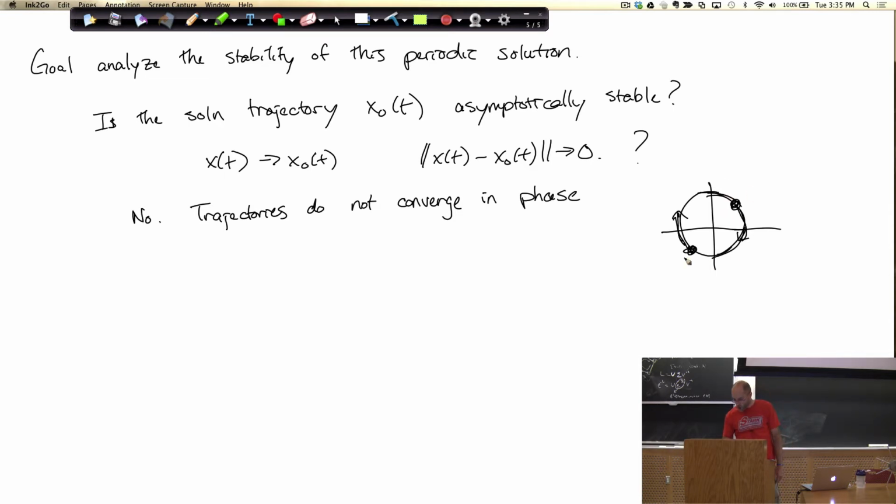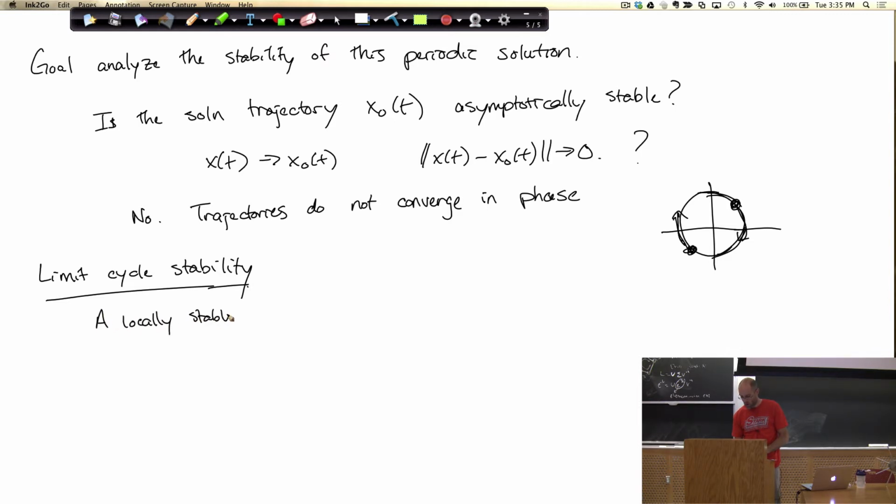Okay, so this notion of a periodic solution that's stable or could be unstable is the notion of a limit cycle. It's different than trajectory stability. It's the notion of systems that converge but not necessarily in phase. A limit cycle is a locally stable or potentially unstable periodic solution.